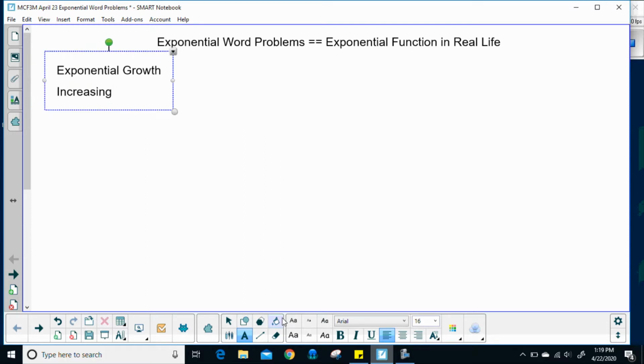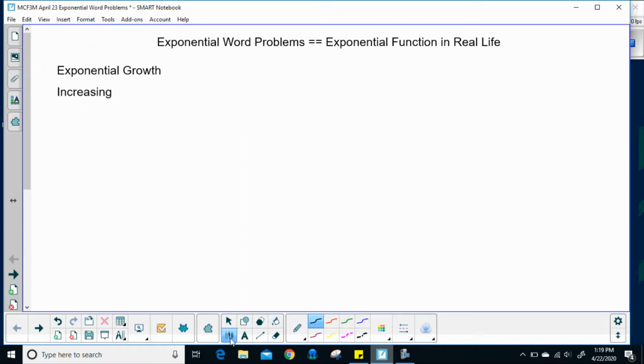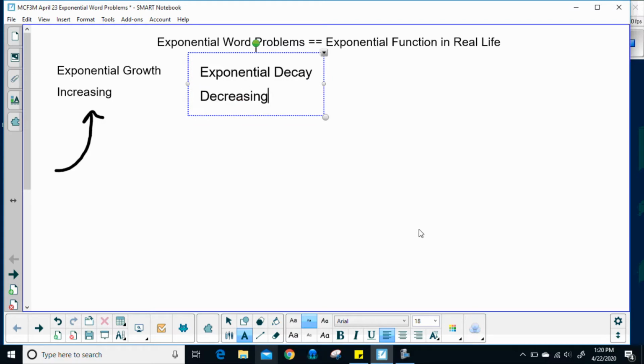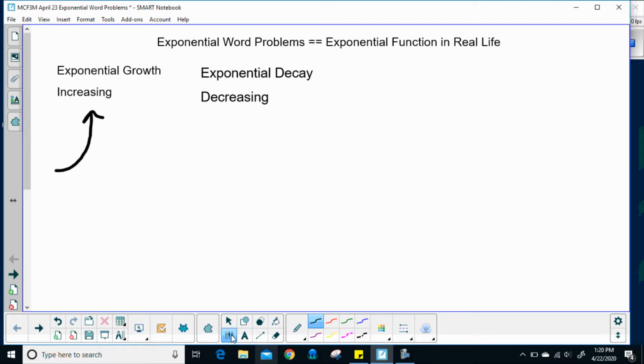So remember when we drew that, that was our swoosh that went up like this. Okay. We're also going to look at exponential decay. So exponential decay is when it's decreasing. So that'll be when our swoosh is going down. Down here. That's when my swoosh is going down.